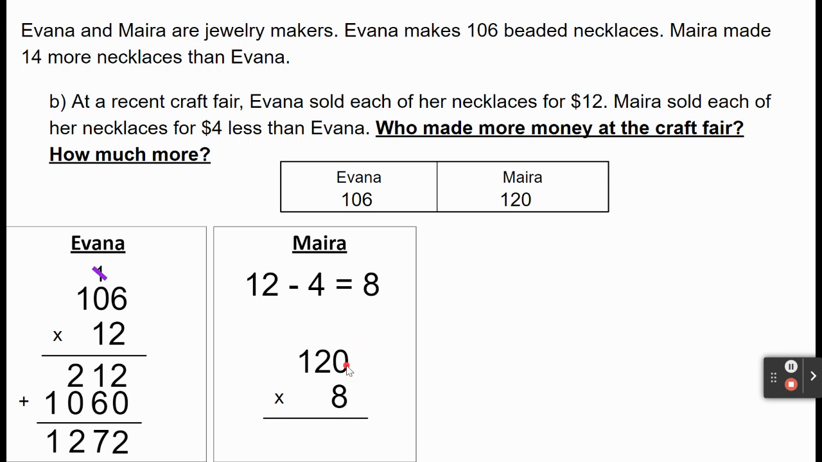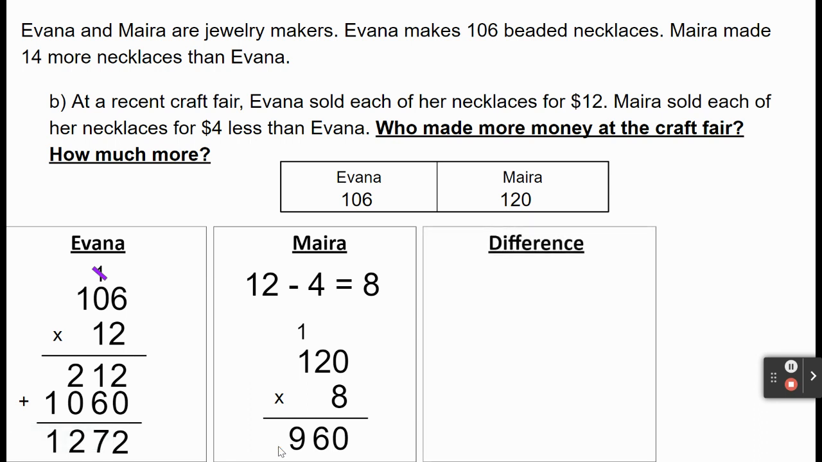8 times 0 is 0. 8 times 2 is 16. So place the 6 in the tens place, regroup the 1 to the hundreds place. 8 times 1 is 8, plus the 1 we regrouped is 9. So Myra is going to be making $960. Based on our answers, we know that Ivana is going to be making more. Ivana is making $1,272. But we need to figure out how much more.